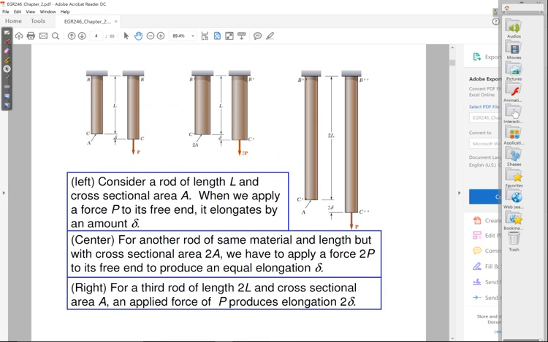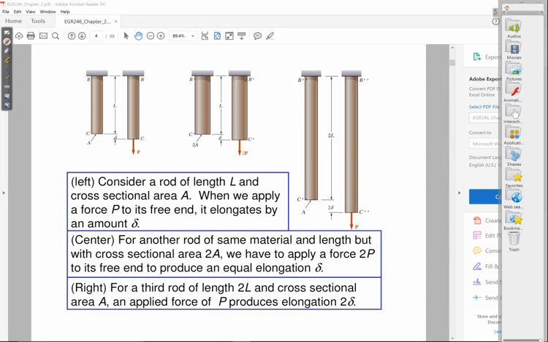Okay, you start off with a column. You're going to look at 3 different columns. In the first column, the one on the left, I start off with some original length L. I have some cross-sectional area A. Okay, so A and L. And what I'm going to do is I apply some force P, and I note that I get some deformation delta.